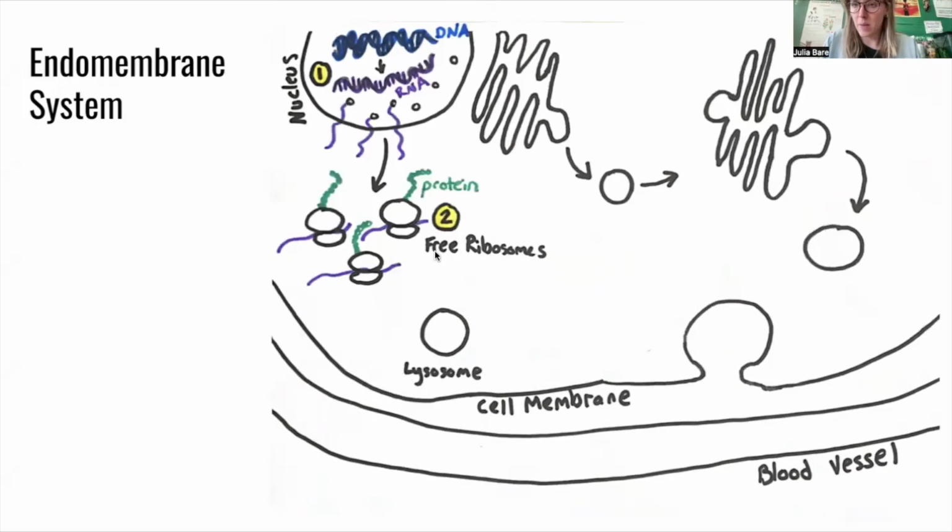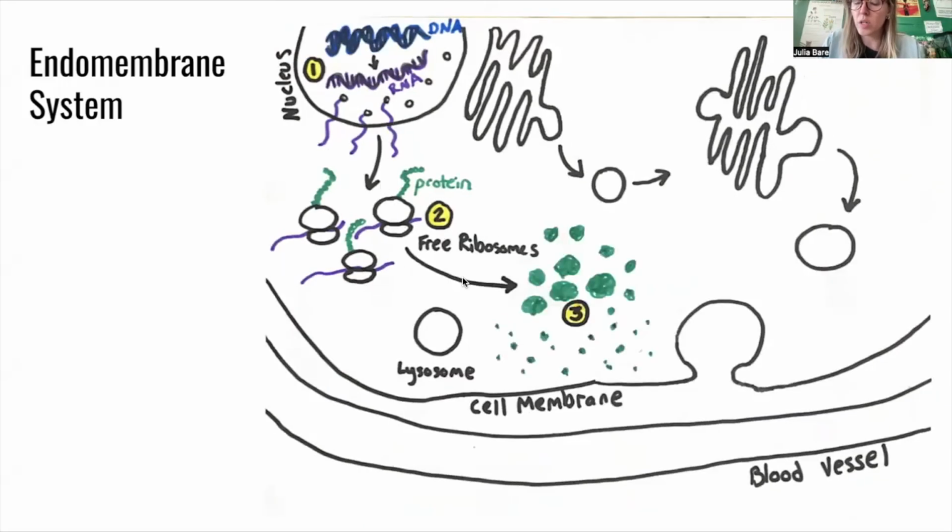The next step is going to be for the RNA that was just synthesized in the nucleus to leave the nucleus via these little pores in the membrane, and then it's going to attach itself to free ribosomes. Now, free ribosomes are compared to bound ribosomes, which we're going to talk about in a second. But basically, free ribosomes are floating around in the cytoplasm. These free ribosomes will then translate that RNA into a protein.